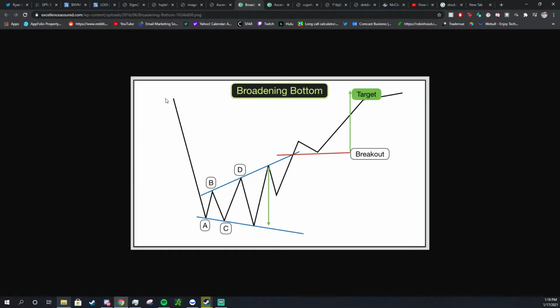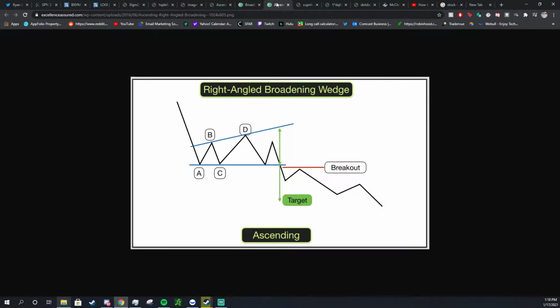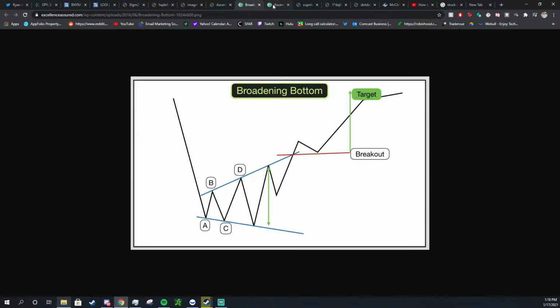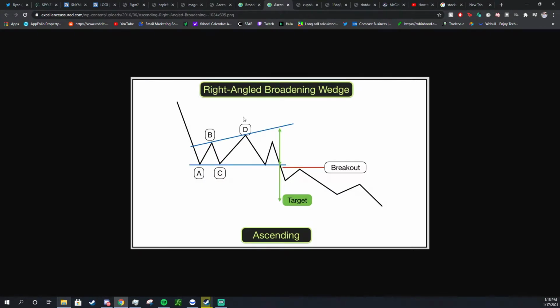Same thing here. You would think this is bearish, but with the broadening bottom and the higher highs, it's actually bullish. There is a form of this that is bearish, and it's when this support zone is actually flat. And I think I have that picture here. Yeah. So they're very similar, but if you can identify the differences and remember the bias, again, you can capitalize on it.